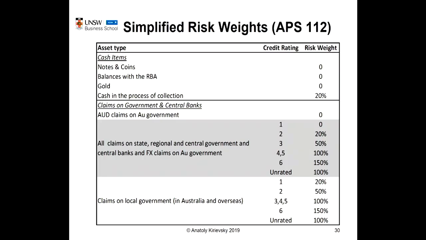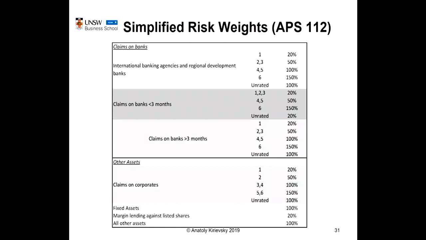So you can see that the ratings are somewhat different, right? So that's government. So the next one is claims on banks. So claims on banks, you've got the first one, international banking agencies and regional development banks. So this is your IMF, World Bank, Asia Development Bank, European Bank for Reconstruction and Development, right? Those types of institutions. And then you've got claims on banks less than 3 months and claims on banks more than 3 months.